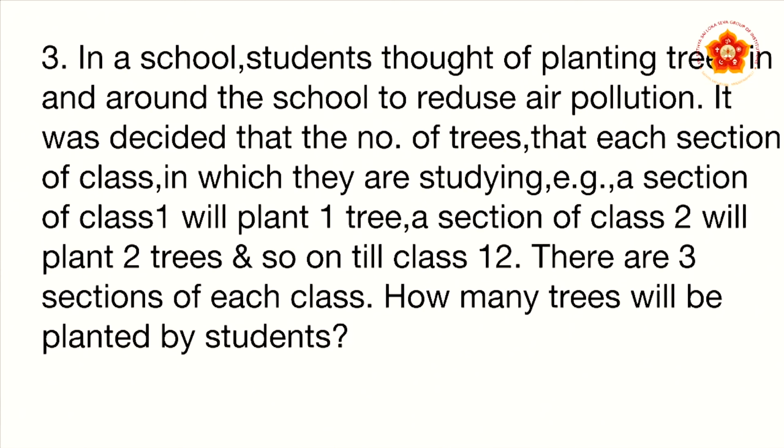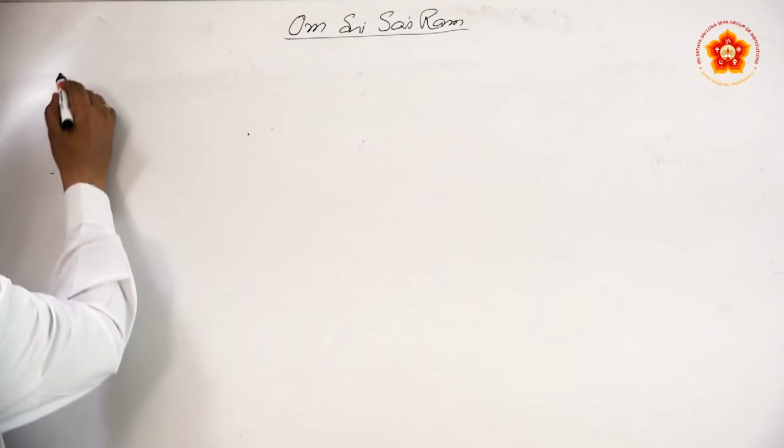There are 3 sections in each class. So we have to keep that in mind. So the first class will be planting 1 into 3, 3. Second class will be planting 2 into 3, that is 6. And in that particular way, the number of plants will be planted. The question is very simple. He says, how many trees will be planted by the students? This is the problem number 17.